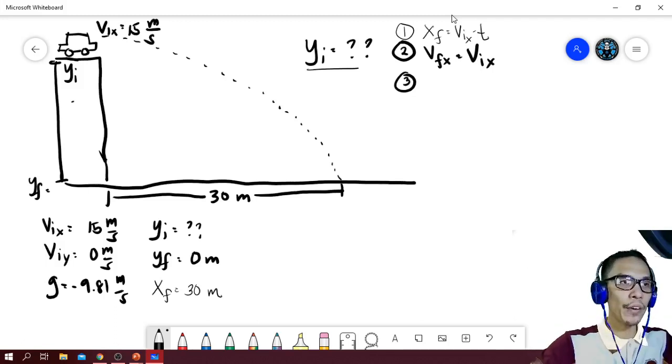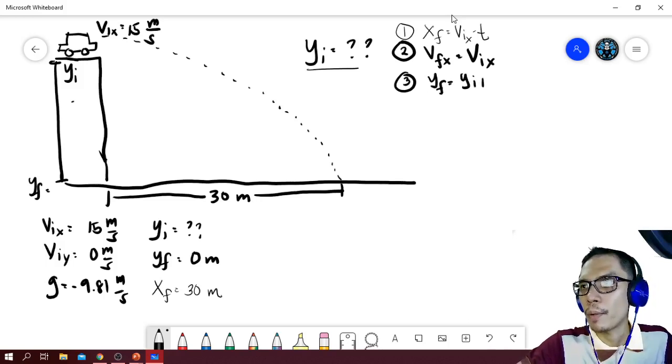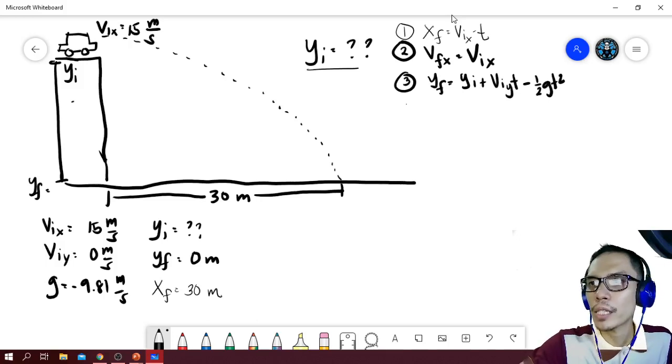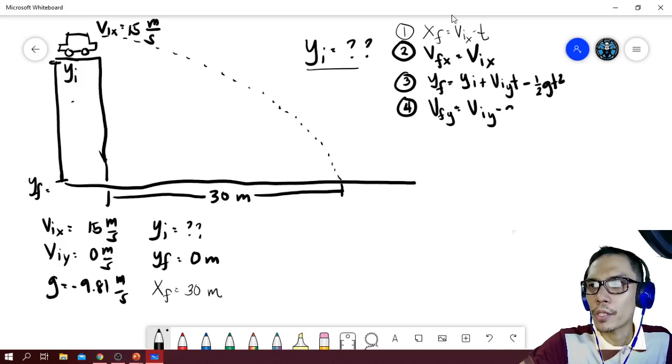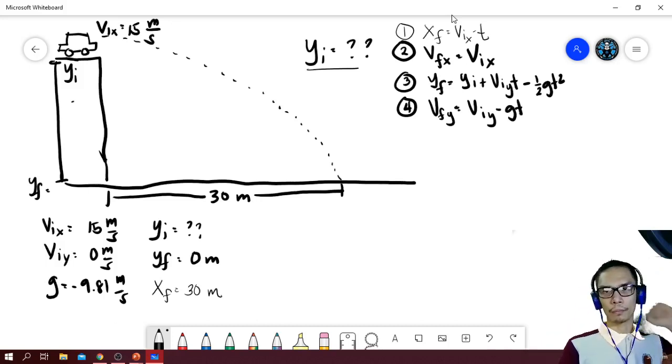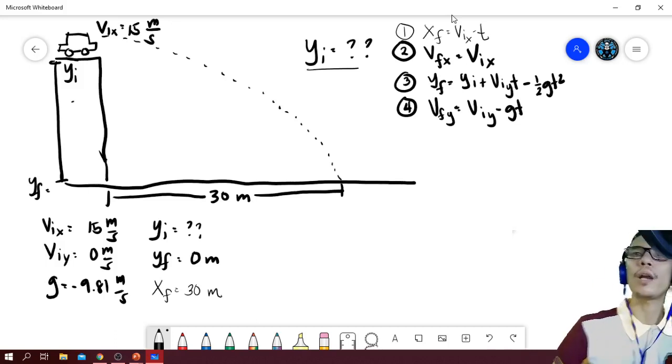Next one, number 3, the y direction, the y displacement. So we have y sub f equals y sub i plus v sub i y t minus 1/2 g t squared. The fourth one is the velocity in the y direction: v sub f y is equal to v sub i y minus g t.